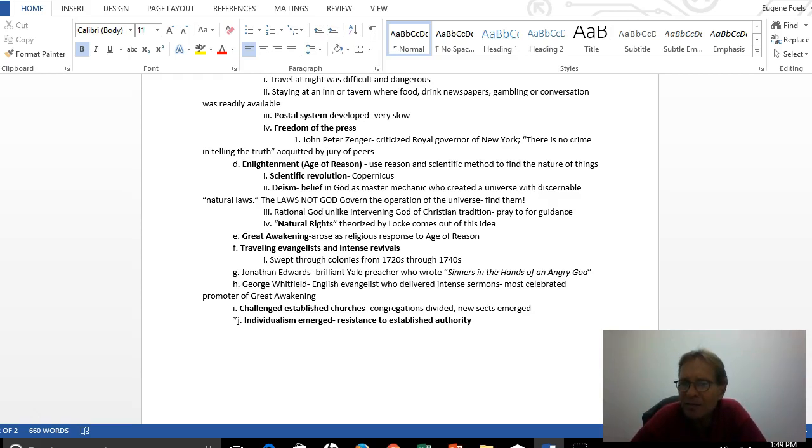Out of these Enlightenment philosophers, many of them will become deists who believe that God created the universe, that God was a master mechanic who enacted laws of how the universe operates. And what is the duty of human beings? To find out what these natural laws are. This is a rational God, and we must pray for guidance. The idea of natural rights comes out of this idea.